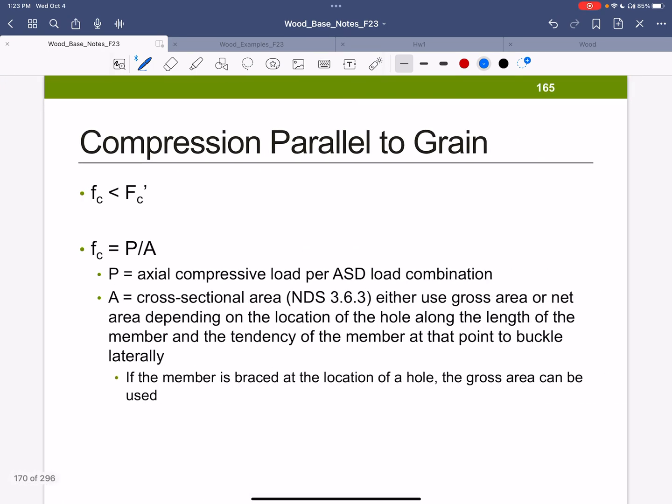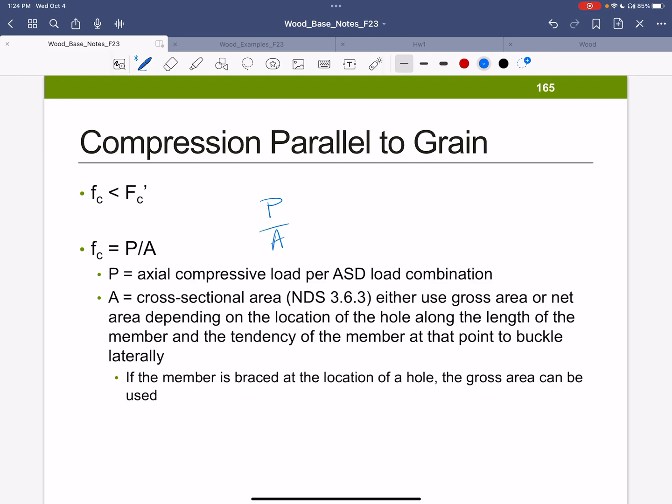When we're looking at most of these columns, this will be like a board. The load is parallel to the grain. And so in this case, we have compression parallel to the grain. Just like we just talked about with tension, it's a P over A stress, just in the compression direction. So we'll have an axial compressive load P and a cross-sectional area A, and that's going to give us our stress.